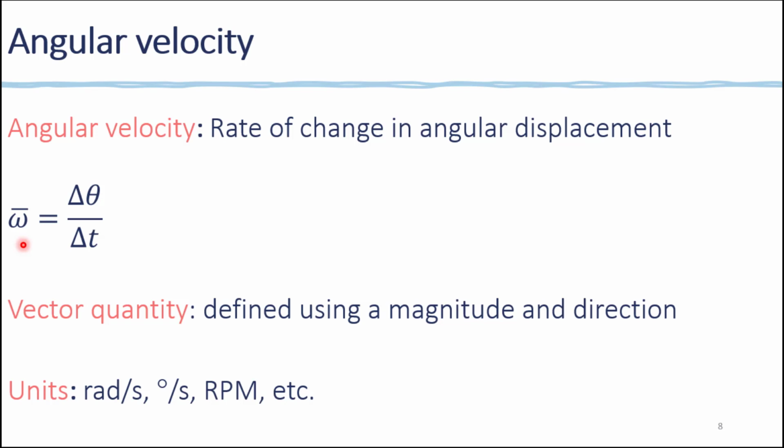The direction of an angular velocity is also determined using the right-hand rule, same as angular displacement. Its units of measurement are radians per second, degrees per second, revolutions per minute, anything that's a change in angular displacement over time.